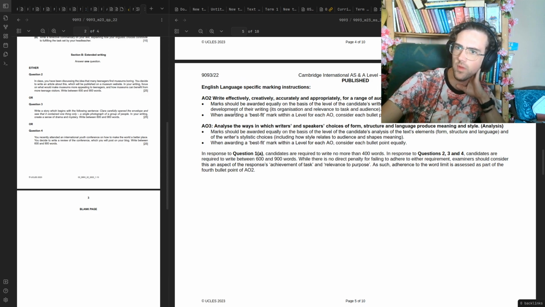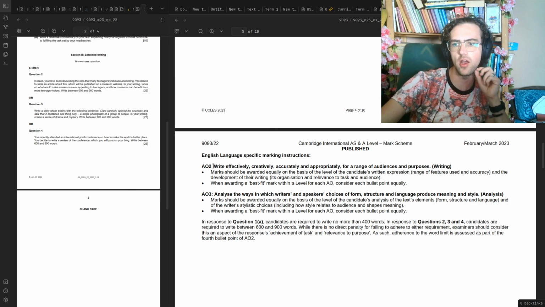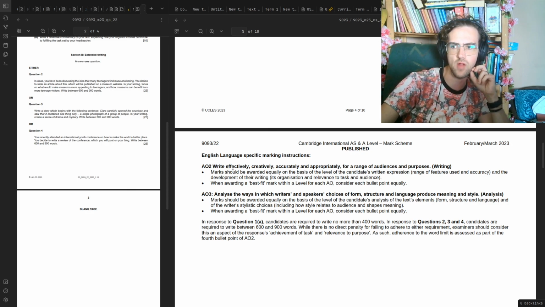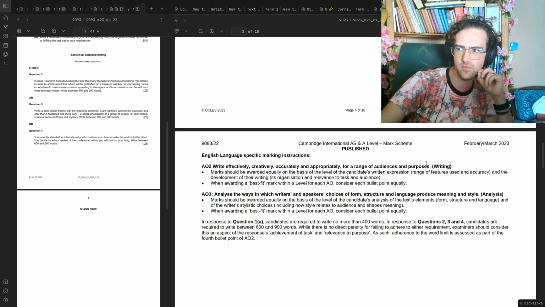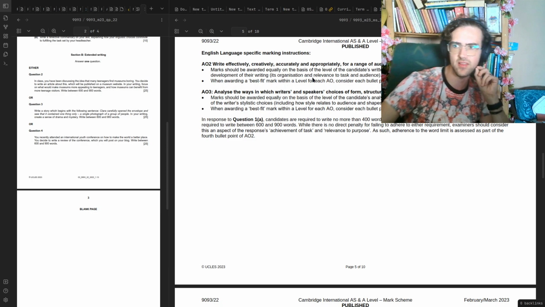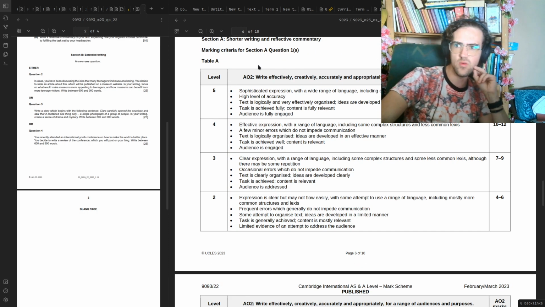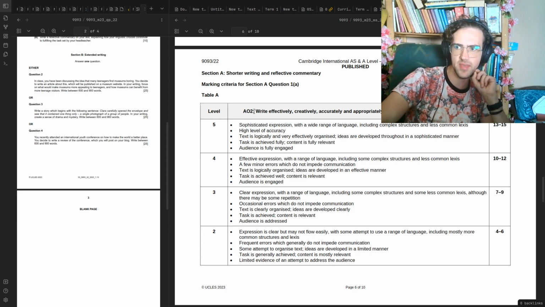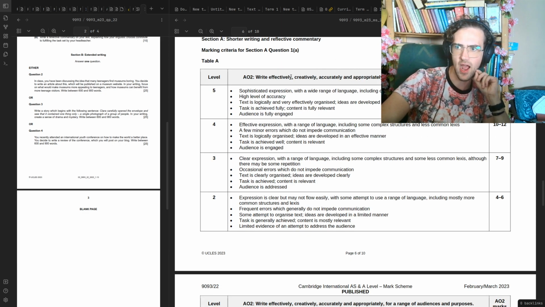Now, we've got our same things that we spoke about previously, but our outcomes that we're looking at here is writing effectively, creatively, accurately, and appropriately for a range of audiences and purposes. And we're looking at analyzing the ways in which writers and speakers' choices of form, structure, and language produce meaning and style. Okay. So for question 1A, we're only being marked on AO2. Okay. So we're only being marked on our writing.